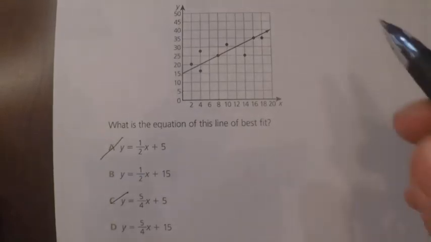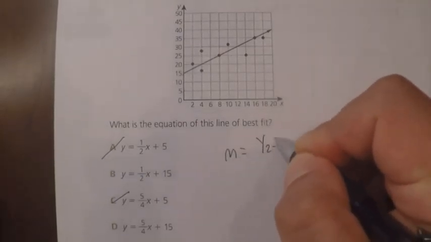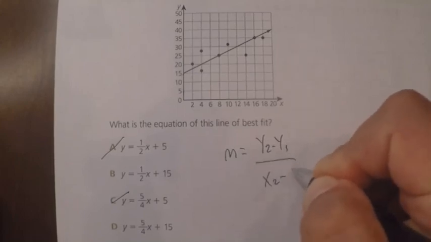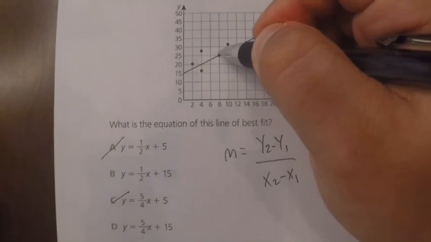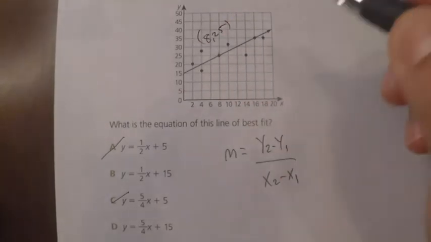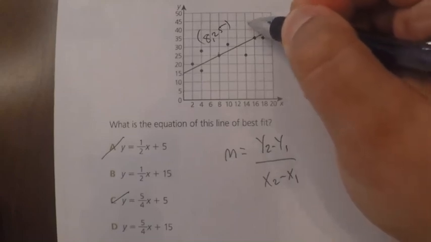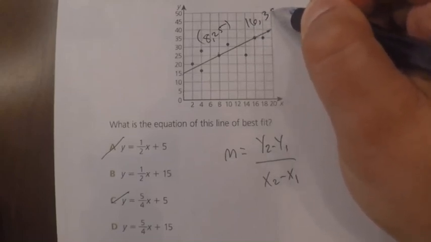Now if I want to find our slope, m is equal to y2 minus y1 over x2 minus x1, so we're going to find 2 points here. This point is right on the line, which is at 8.25. And then also we have a point here at 16 and 35.